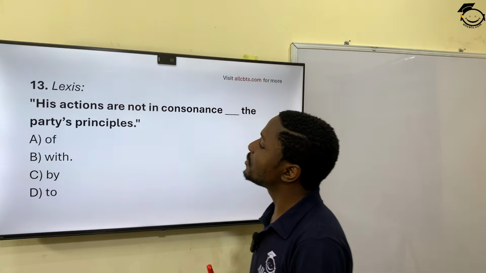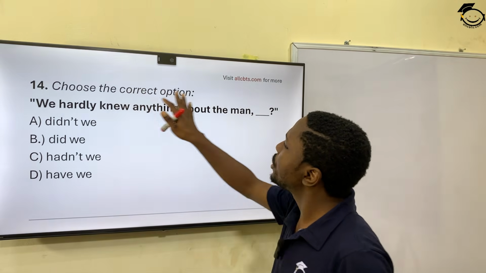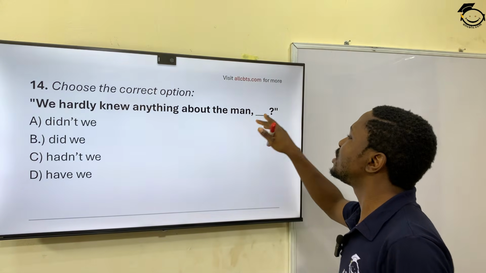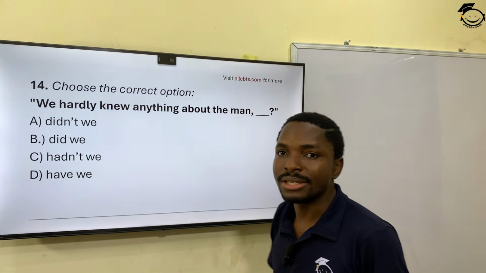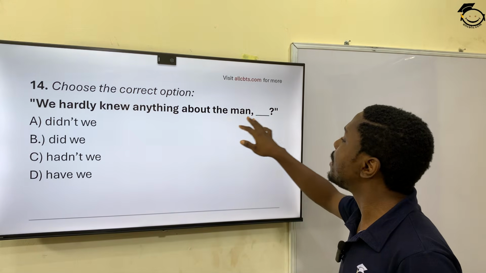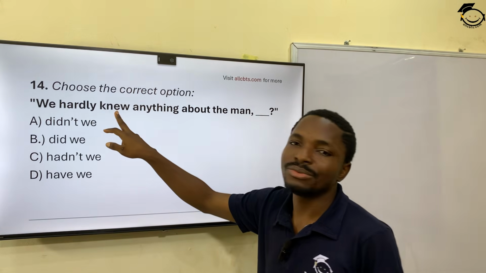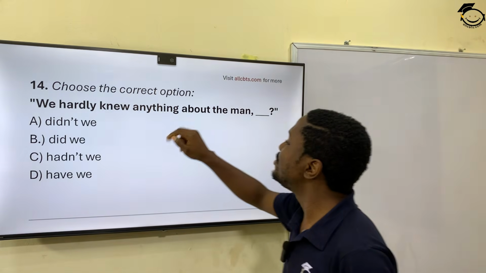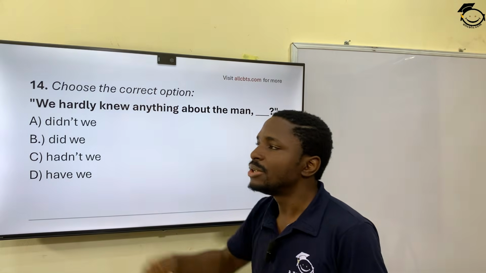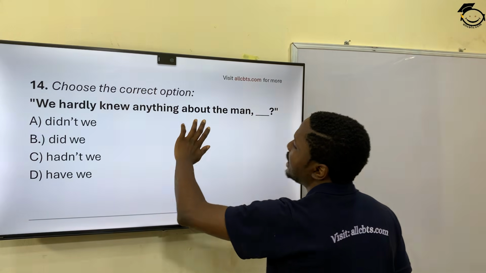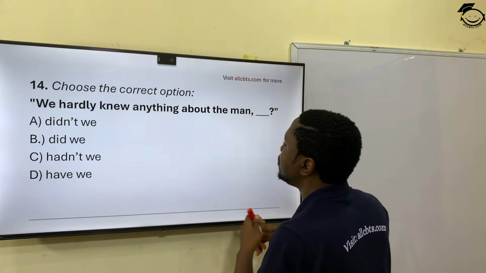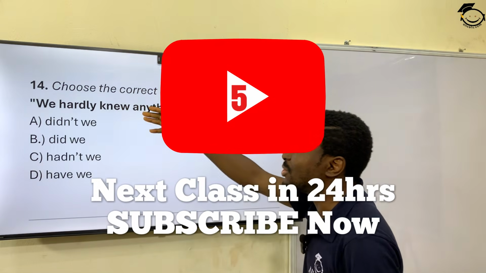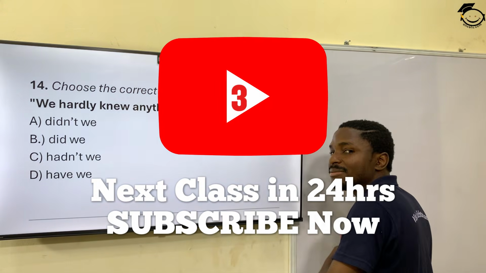Yeah? Question 14. Choose the correct option. We hardly knew anything about the man. What's the correct tag for this? We hardly knew anything about the man. Hardly knew. Okay? Past. Okay? Hardly knew anything about the man. Did we? So this is like a negative. Your response to this question should be in the positive.